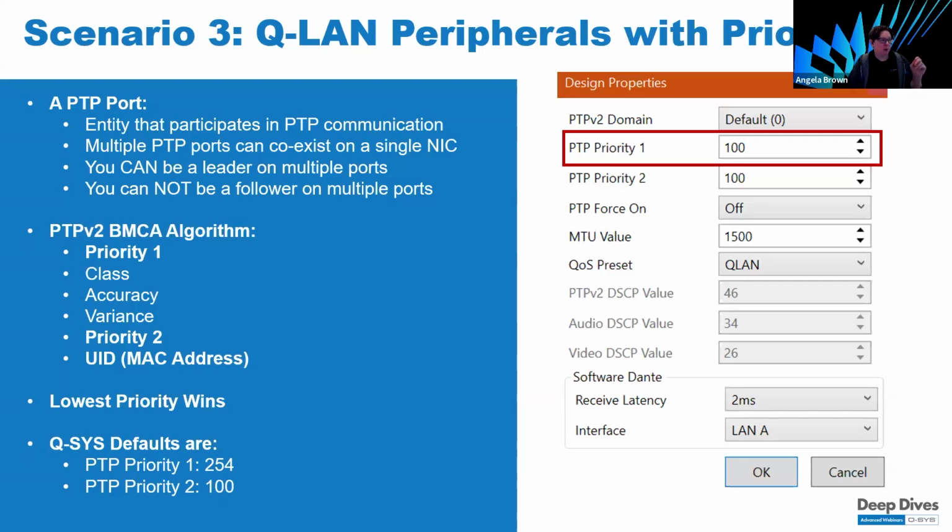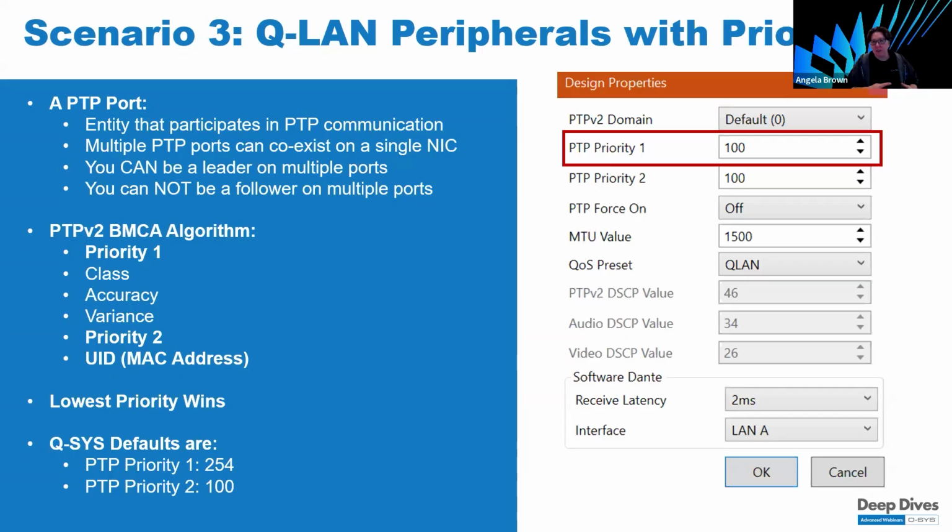Priority 1. Priority 1 is a manually configurable number from 0 to 255. And again, lowest value wins. It is the first thing that gets looked at, so it is the thing that will basically bypass the rest of the BMCA. So if I take one of my cores and give it a PTP Priority 1 value of 1, it's going to win. It's always going to win. Doesn't matter what any of the other stuff is, it's going to win.